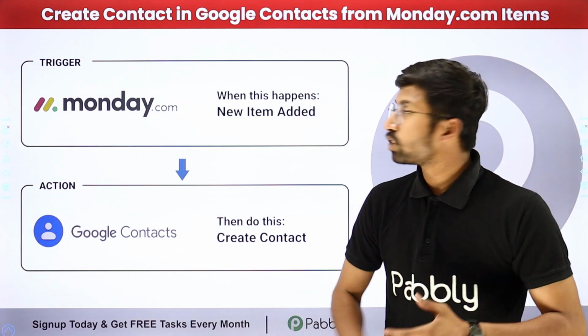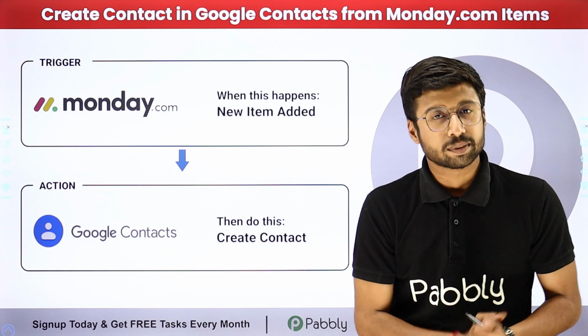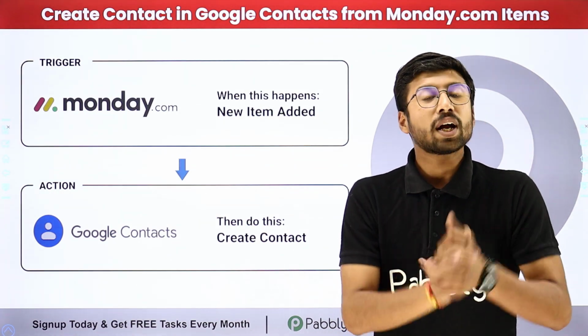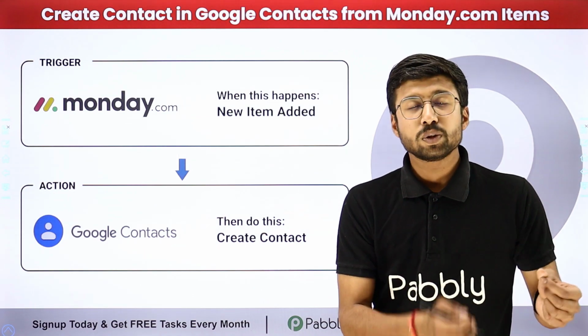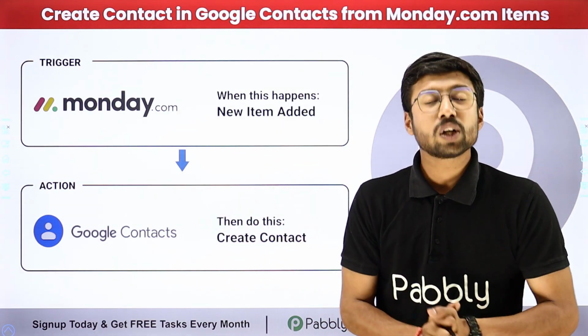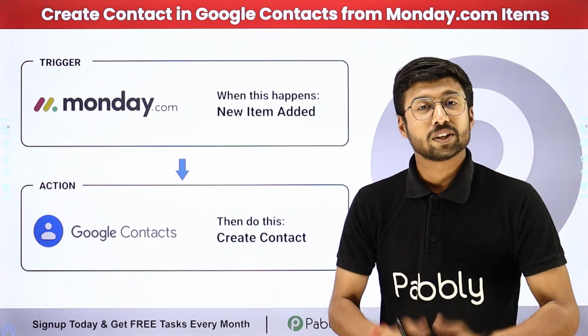So in this video, we are going to learn how to create a contact in Google Contacts from a monday.com item. Let's say you're using monday.com as a work management tool and you're adding the details of a new lead or some new person as an item in monday.com, and you want to add those people in Google Contacts as a contact as well. So let me tell you, you can completely automate this process.